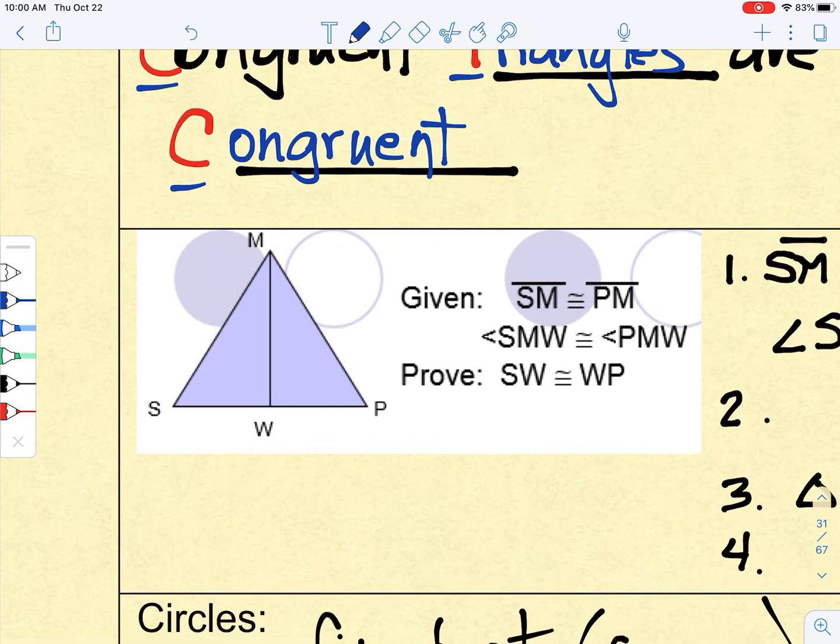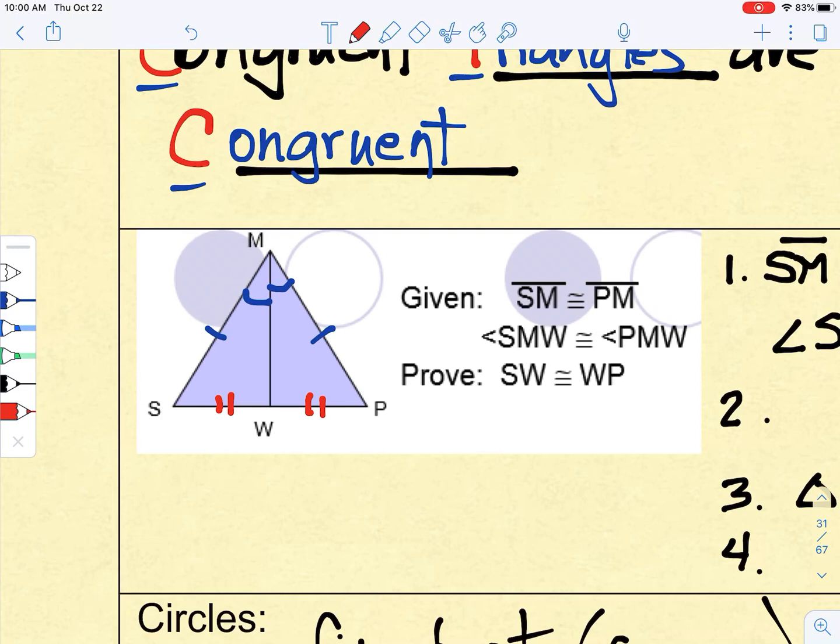So here's a little proof that we're going to go through. Ignore the circles in the background. I'm not too sure why they're there. And we have given to us that SM and PM, so we're going to mark it up. And we know that this angle and this angle, also SMW, PMW, are congruent. We are trying to prove or show that these 2 pieces here are congruent.